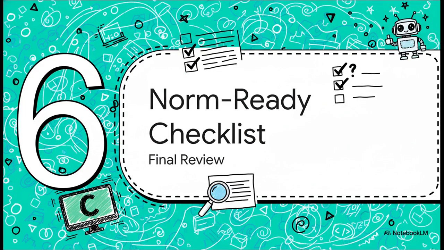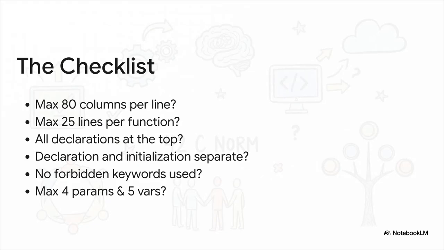Phew, okay. We have covered a lot of ground. So let's wrap this all up with a quick checklist you can run through before you even think about submitting your project. This is your cheat sheet. Before you submit, just ask yourself these questions. Is every line 80 columns or less? Is every function 25 lines or less? Are all my declarations at the very top? Did I separate my declarations from my initializations? Did I avoid all of the forbidden keywords? And am I within my limits for parameters and variables? If you can say yes to all of that, you're in fantastic shape.